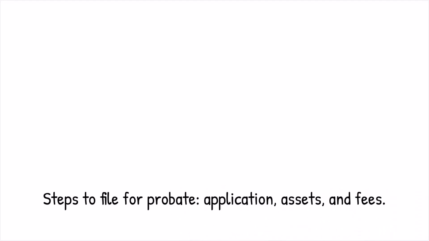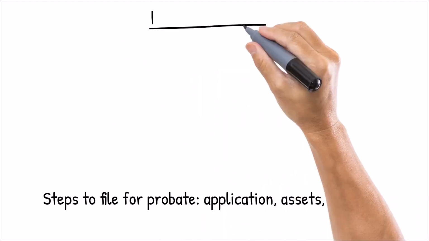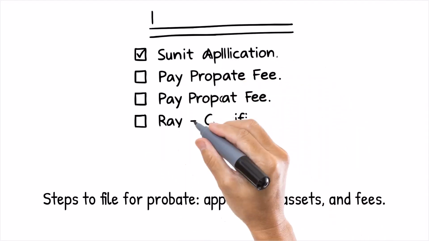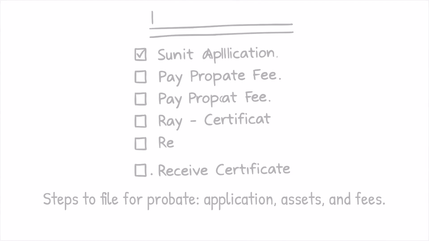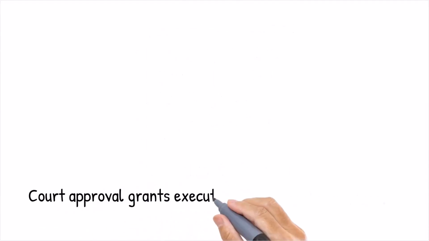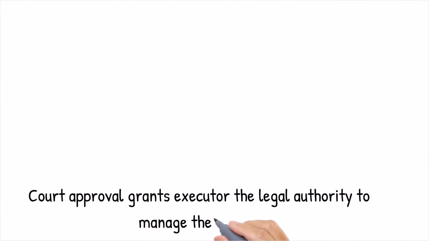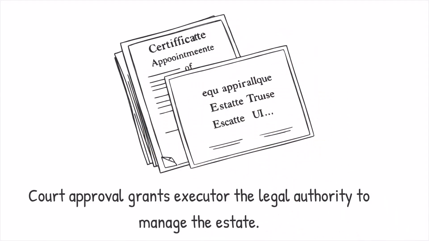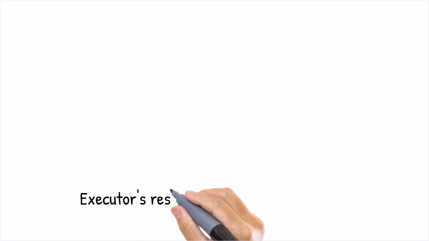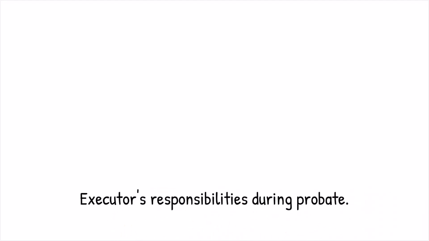What's the first step? Well, the first step is filing an application with the court that includes a will, a list of assets, and of course the fee. And then the courts will issue what's called a certificate of appointment of estate trustee. And this is the certificate that grants the authority to the executor to manage the deceased's estate.